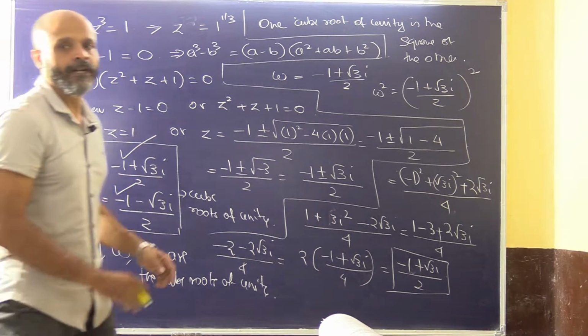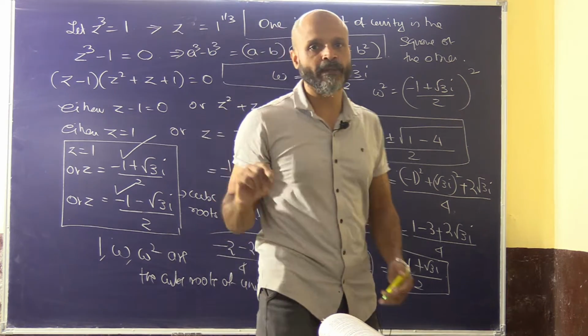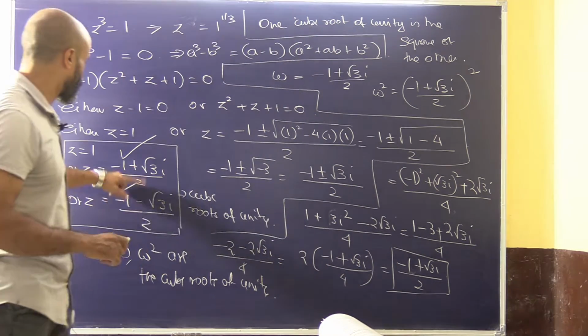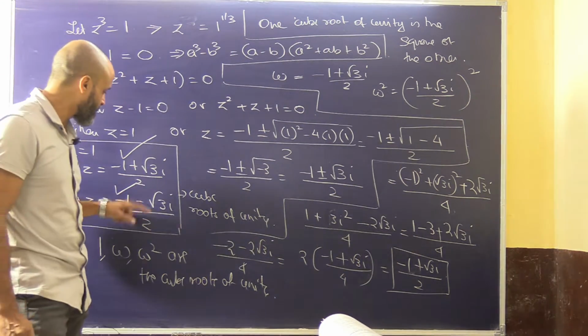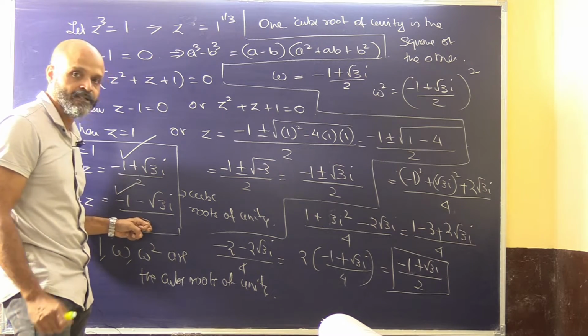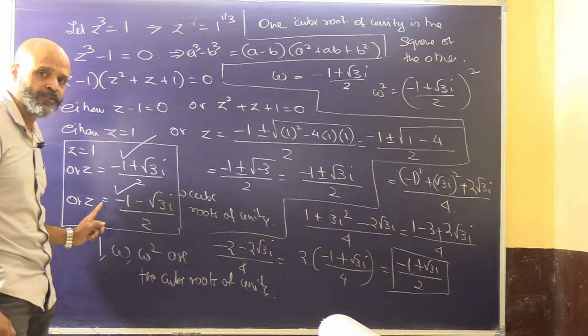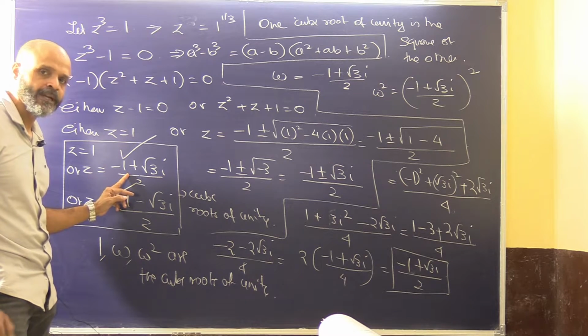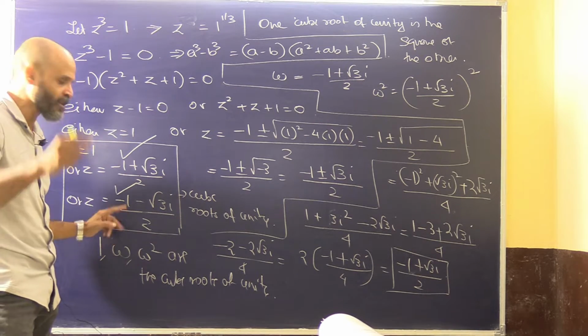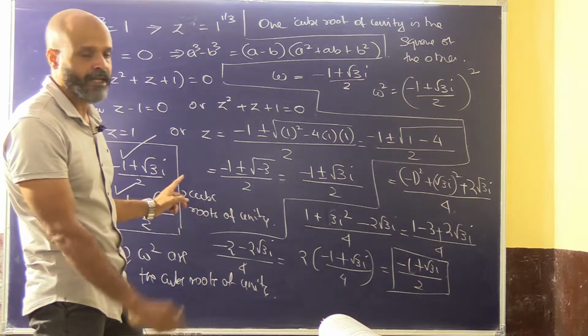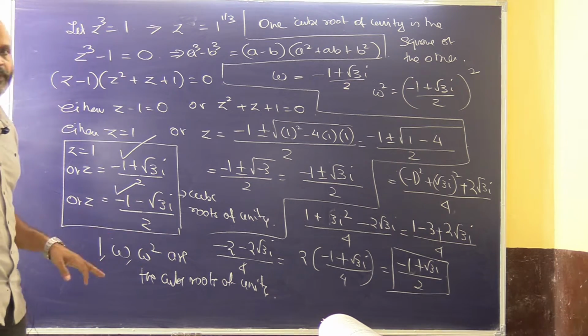Okay, so one cube root of unity, that is omega, and omega squared, these are basically squares of each other. If you square this, you will get this. If you square this, you will get this. So previously we were saying that this and this are the cube roots of unity. If I consider this to be omega, the other cube root of unity obviously will be omega square. So 1, omega and omega square are the cube roots of unity.